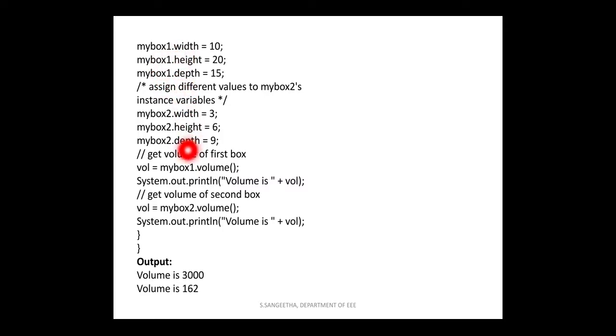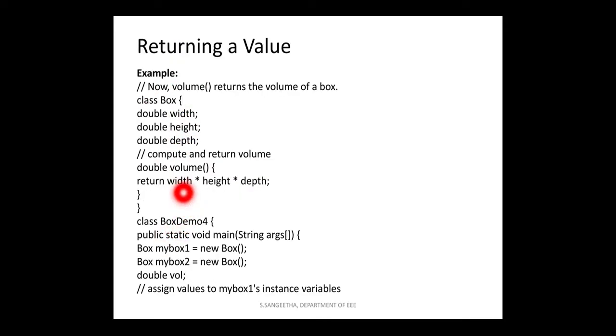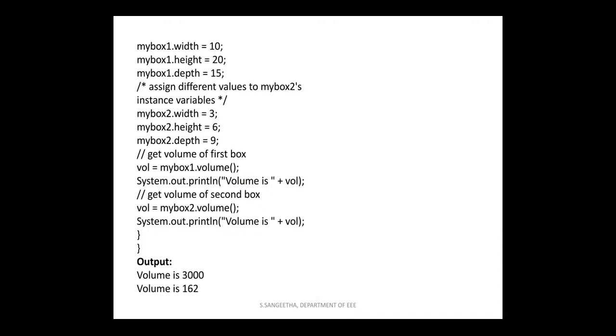The mybox1.volume will be width into height into depth, that is 10 into 20 into 15. That will be displayed in the volume form, computing the volume formula. So volume is 3000 for mybox1, and next vol is equal to mybox2.volume. The same, compute the value for the second box. The difference is we have to assign different values for different boxes, that is in box2 the values of width, height and depth are 3, 6 and 9.